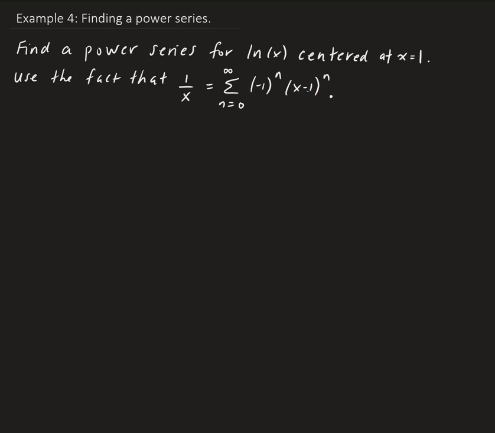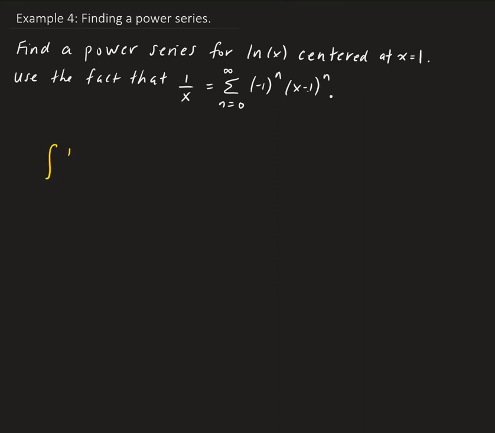In this example, we want to find a power series for natural log x centered at x equals 1. To do this, we're going to use the fact that the function 1 over x is equal to the series that you see there. This is just based on the geometric series.